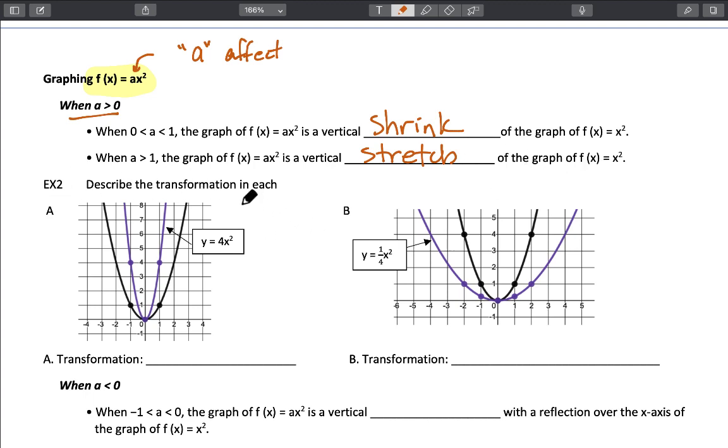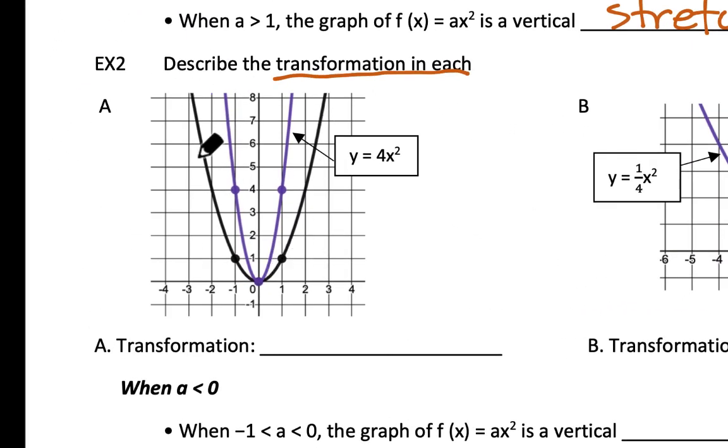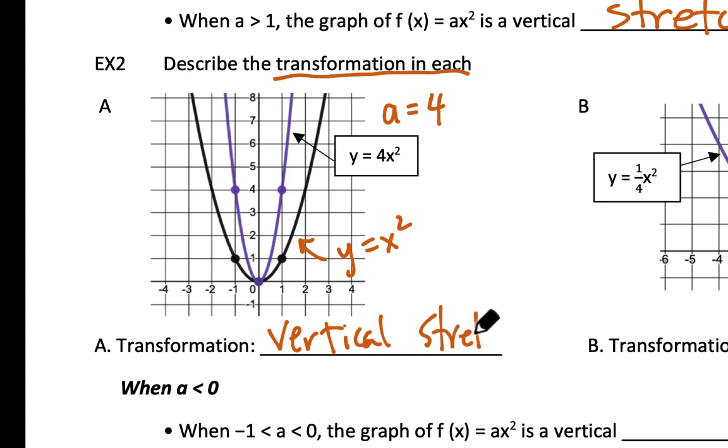So take a look here at example 2. We want you to describe that transformation in each of these pictures. You can see on my video that I have a black one and then I have a blue one. Well, the black one is my parent function. There it is, y equals x squared. And you can see the blue one on the inside is y equals 4x squared. So it is vertically stretched. In other words, here my a value is 4. So this is a vertical stretch by a factor of 4.